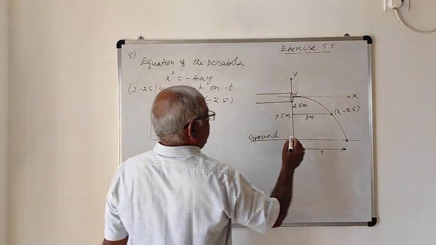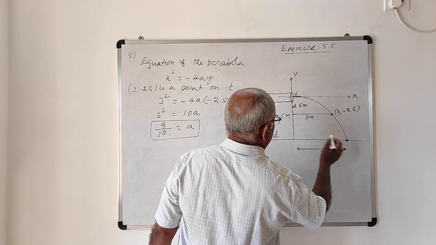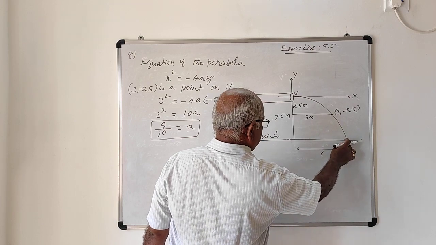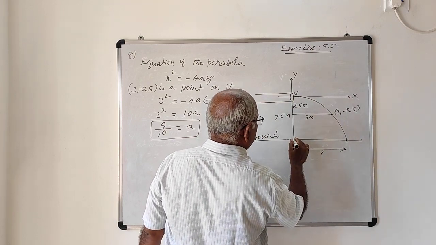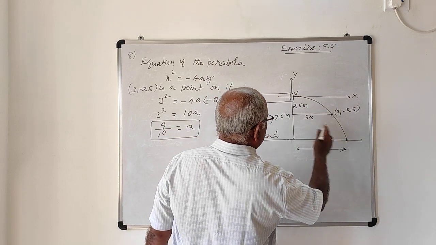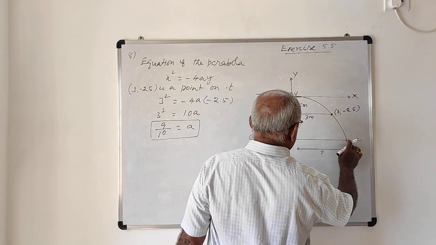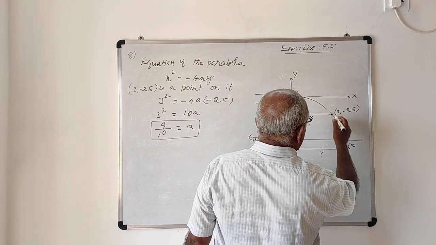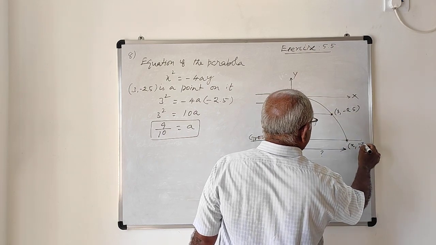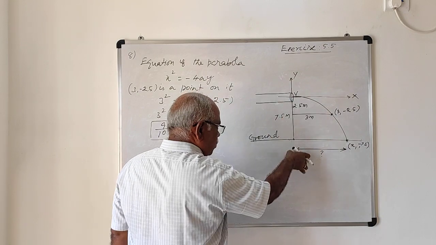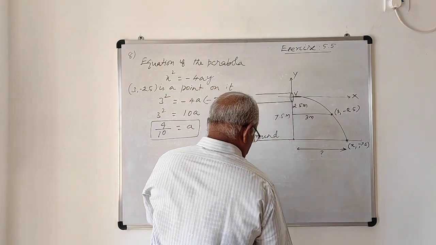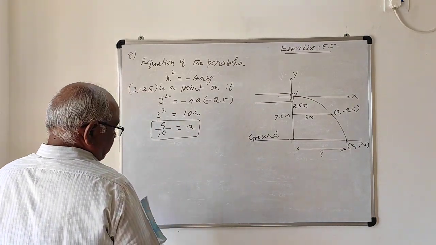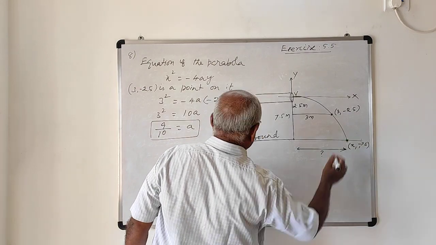Now they are asking us to find the distance at which the water touches the ground from the vertical line. This is the vertical line. So for this point, the x coordinate is what you have to find out, and you know the y coordinate is minus 7.5, in the downward direction of 7.5 meter. Since you don't know the distance, call it x1. So (x1, minus 7.5) is the coordinate of the point on the ground.